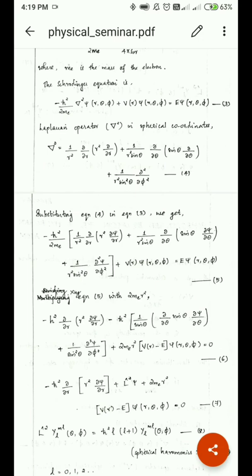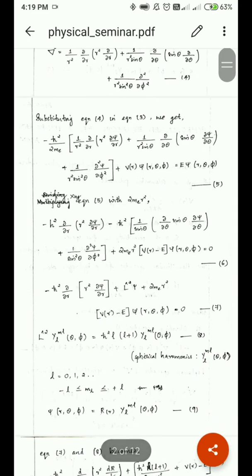Now in order to bring them to manageable forms, we are multiplying equation 5 with 2 me r square, which gives us equation 6. That is minus h cross square dou by dou r into r square dou psi by dou r minus h cross square 1 by sin theta dou by dou theta sin theta dou psi by dou theta plus 1 by sin square dou square psi by dou phi square plus 2 me r square V of r minus E psi(r, theta, phi) is equal to 0.